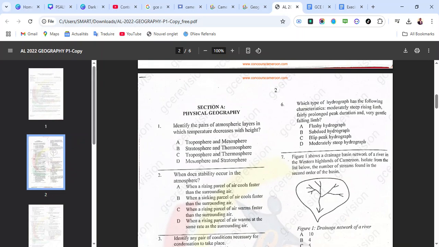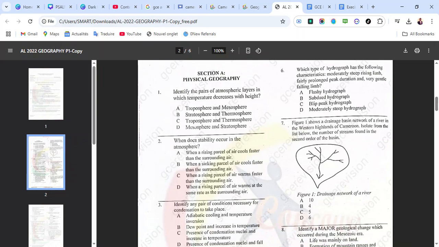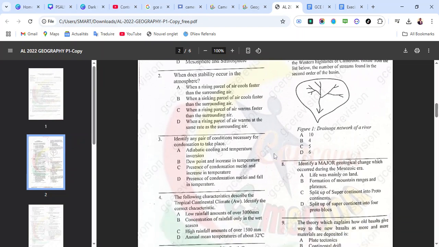It says identify the pairs of atmospheric layers in which temperature decreases with height. Correct answer is A, which is the troposphere and mesosphere. When does stability occur in the atmosphere? Correct answer is A, when a rising parcel of air cools faster than the surrounding air.